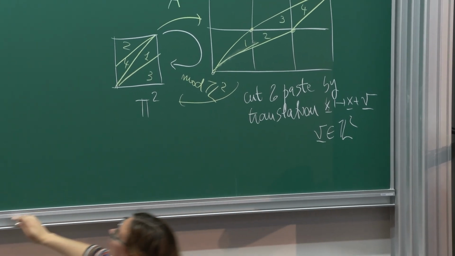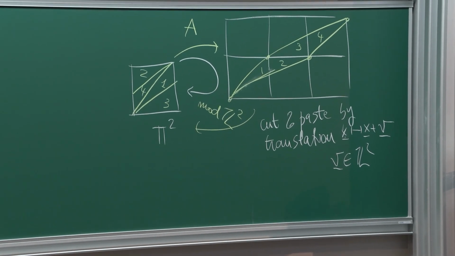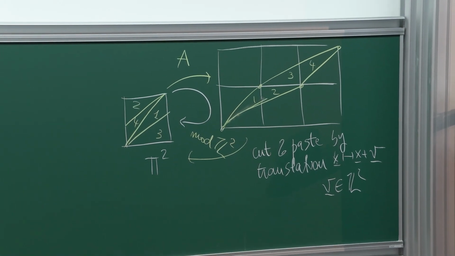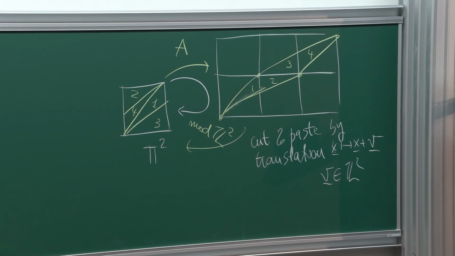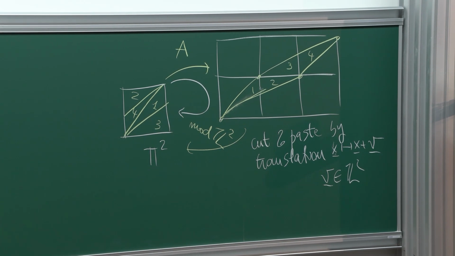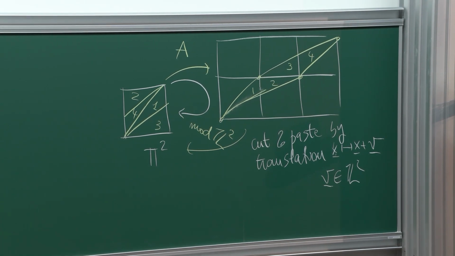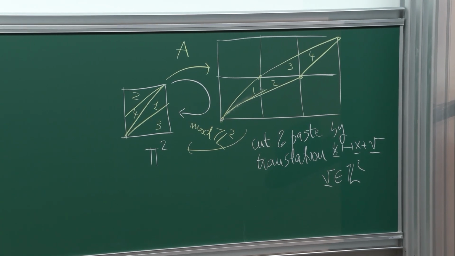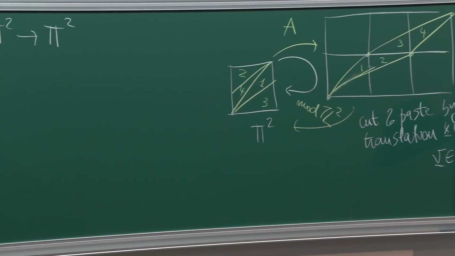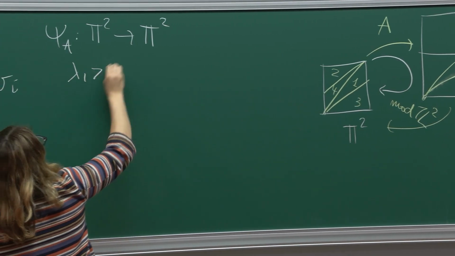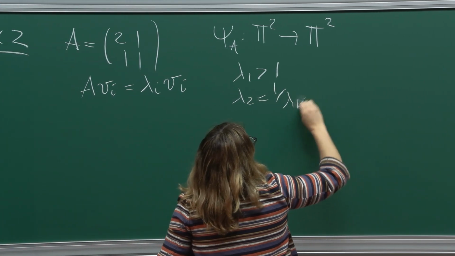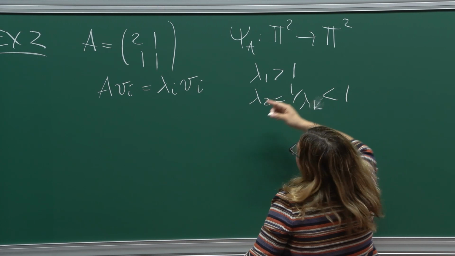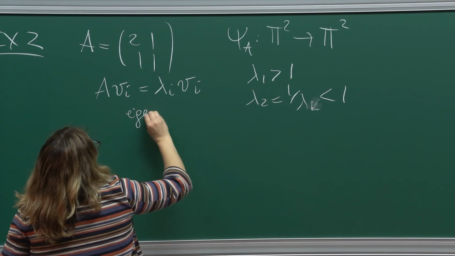OK. So now this is a hyperbolic flow. We mentioned it last week in the first lecture as an example of the most hyperbolic Anosov flow, which has a contracting and an expanding direction. So we said that it has eigenvalues lambda 1 greater than 1, and lambda 2, which is 1 over lambda 1, less than 1. And the v_i are eigenvectors.